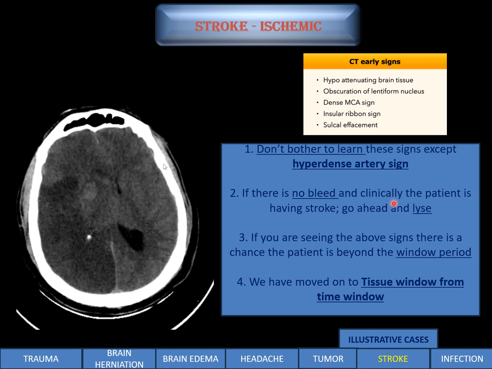Second thing is, if there is no bleed and clinically the patient is having a stroke, go ahead and take a call whether you need to lyse the patient or not. And these are signs which we'll be able to see only in the stroke window or a more accentuated brain window. If you're seeing the above signs, it means the patient is way beyond the lysis window. So this patient might not be able to go for a lysis or mechanical thrombectomy. There is something called tissue window and there is something called time window, which we'll again discuss later.